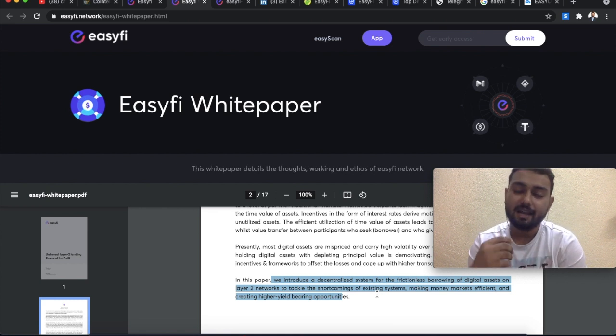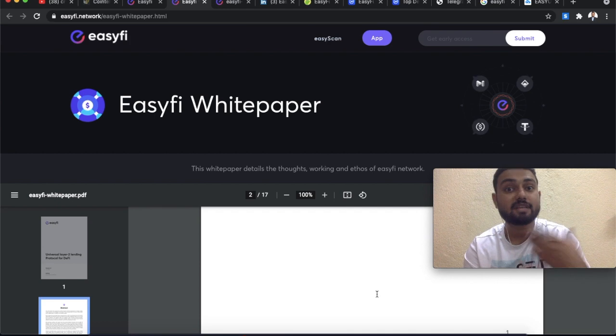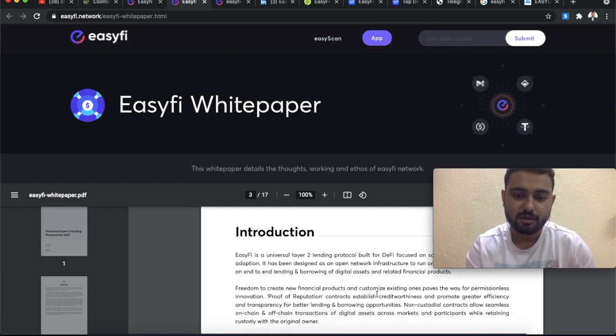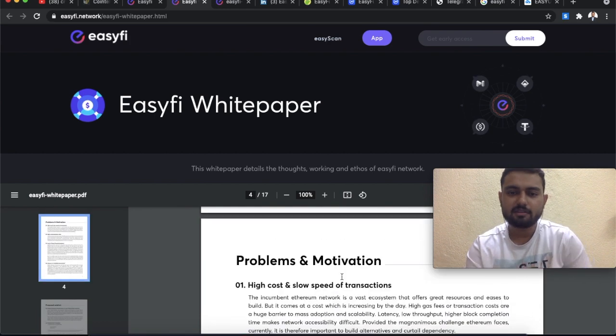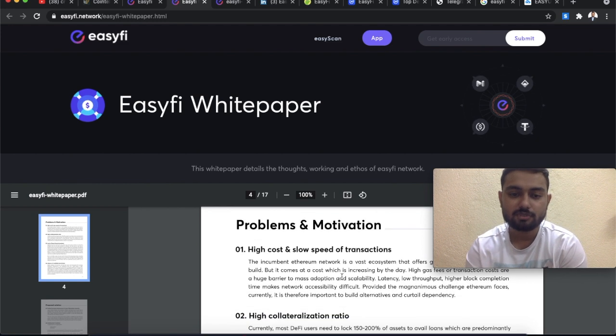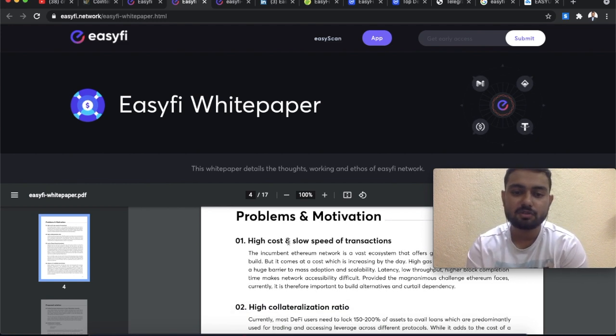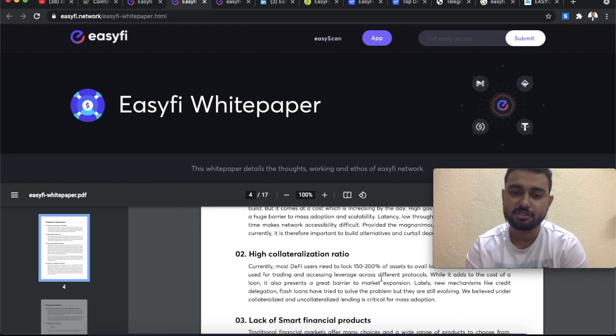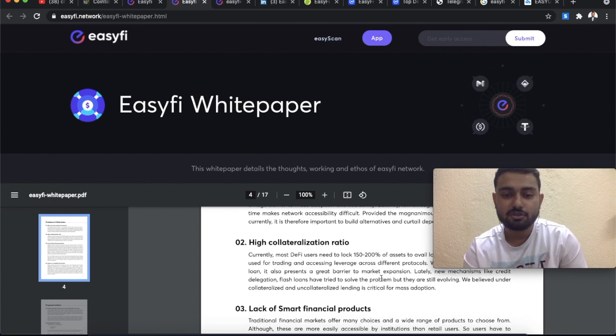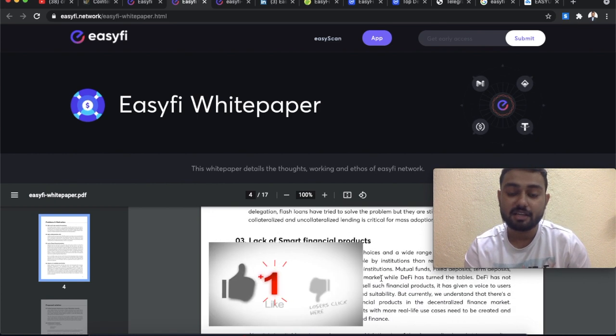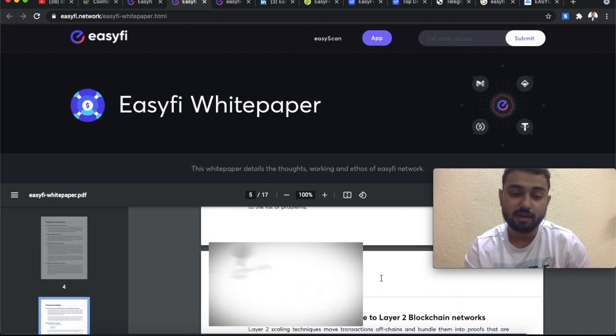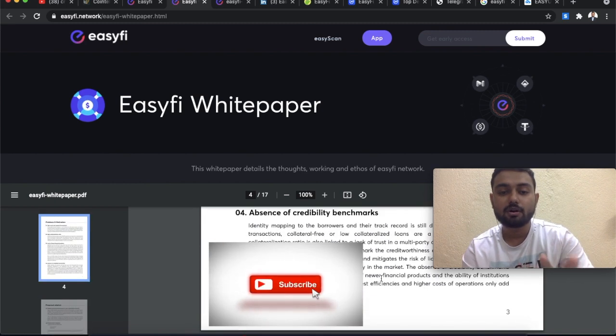Next, we need to look at the problems that they have identified, the problem statements. So let's find that out. So here are the problems and the motivation. Some of the problems that they have listed here include the high cost and slow speed of transactions, high collateralization ratio, lack of smart financial products, and so on and so forth. So they have identified around 4 problems.